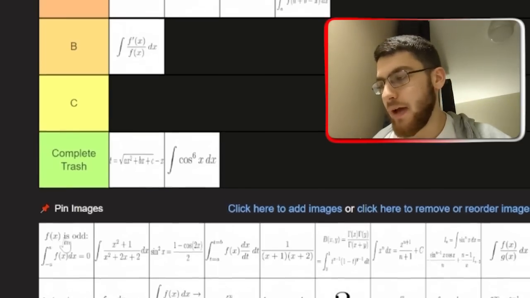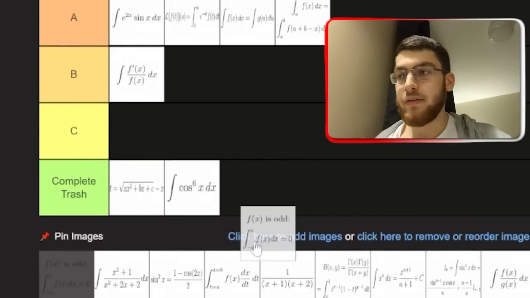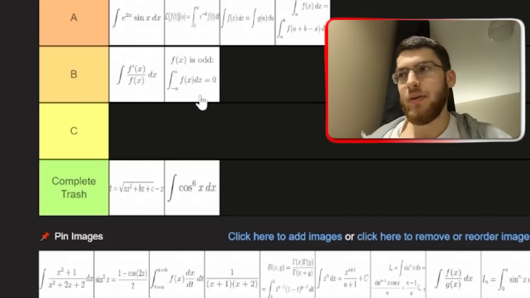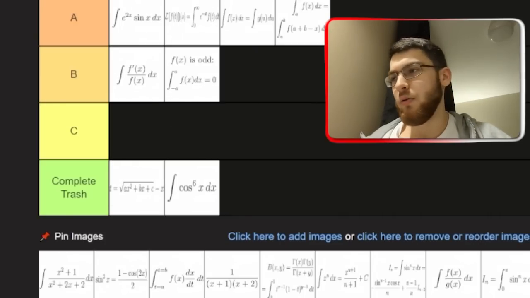Next, we've got f of x is odd, so you use this. This cancels out to 0, so anything that cancels out to 0 is kind of satisfying. However, you've got to prove that f of x is odd in the first place, so not incredibly useful, not incredibly satisfying either. B tier, it's got some uses to it.